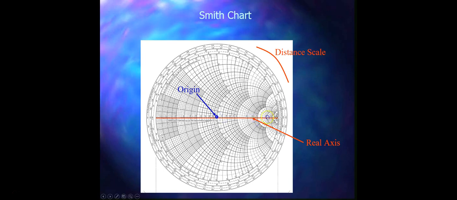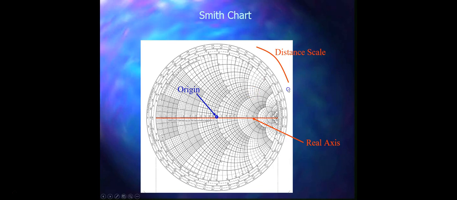This line you see here is the real axis of the chart, and it is where all the pure resistance will be plotted. So all the pure resistance you will plot on this line. The center of the axis is the origin, which again represents a pure resistance of Z0.